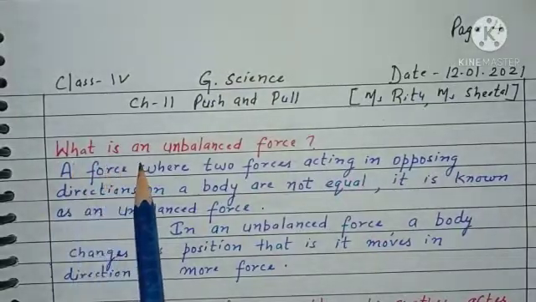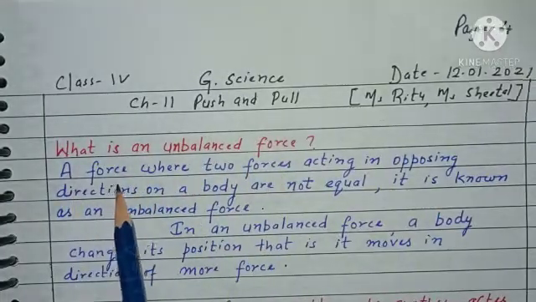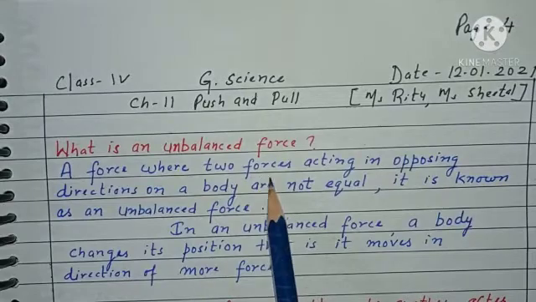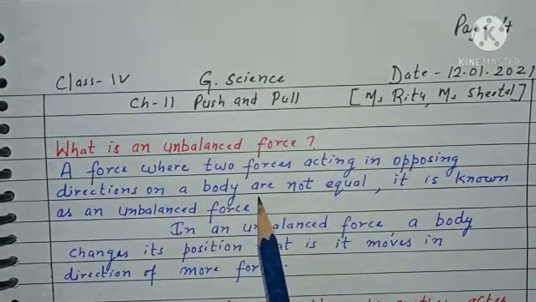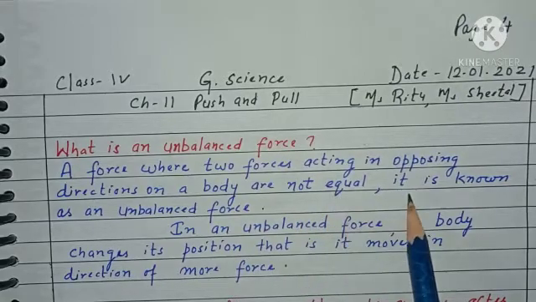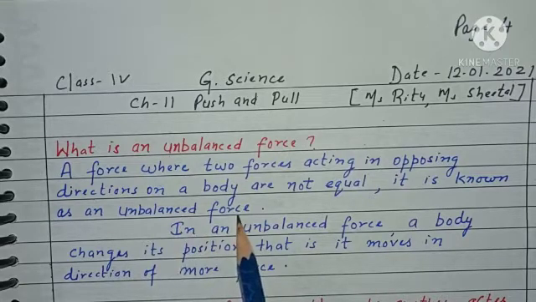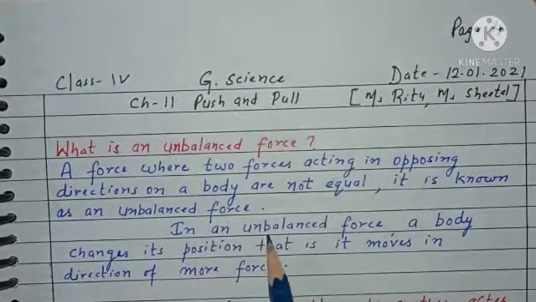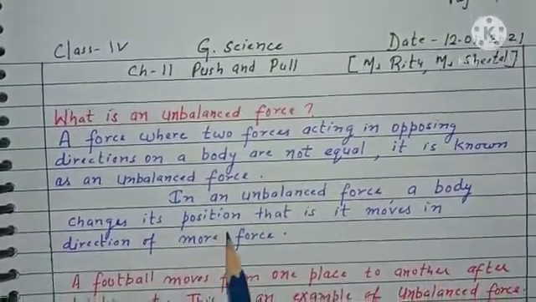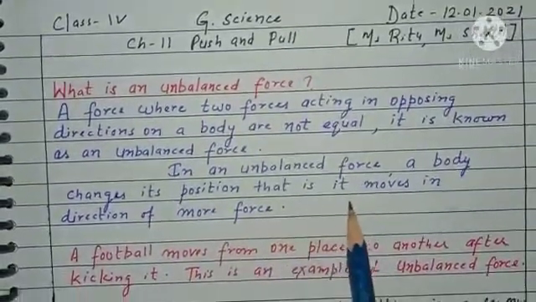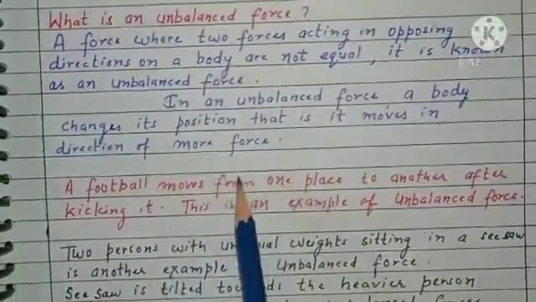What is an unbalanced force? A force where two forces acting in opposing directions on a body are not equal is known as an unbalanced force. In an unbalanced force, a body changes its position. That is, it moves in the direction of more force.